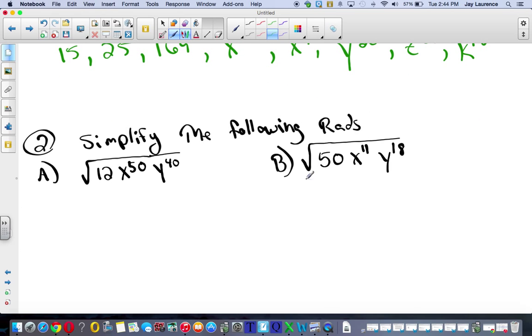Number 2, you have to simplify both of the radicals. A is radical 12, x to the 50th, y to the 40th. B is radical 50, x to the 11th, y to the 18th. Don't forget to use absolute values when appropriate.